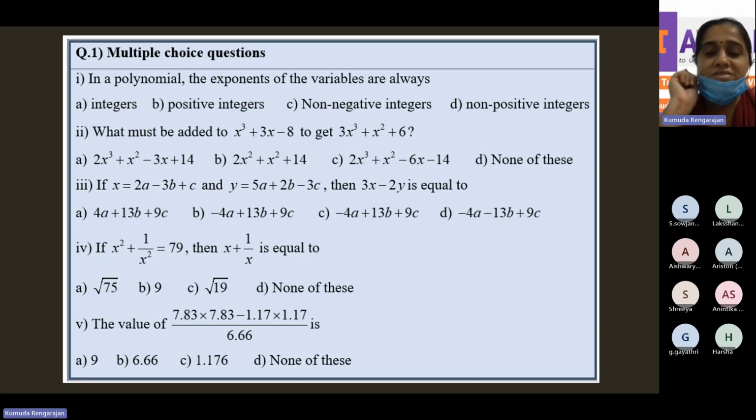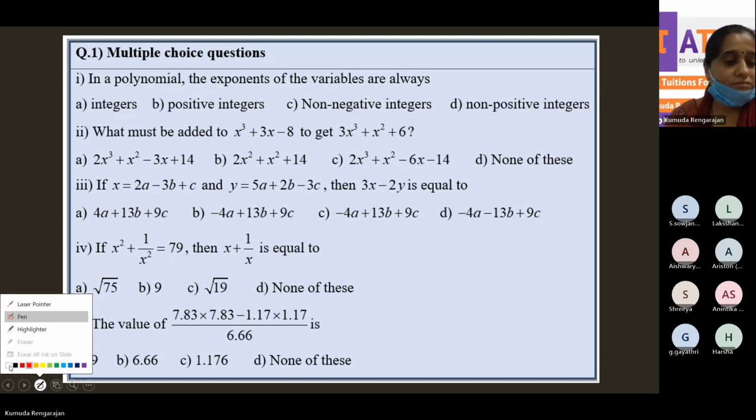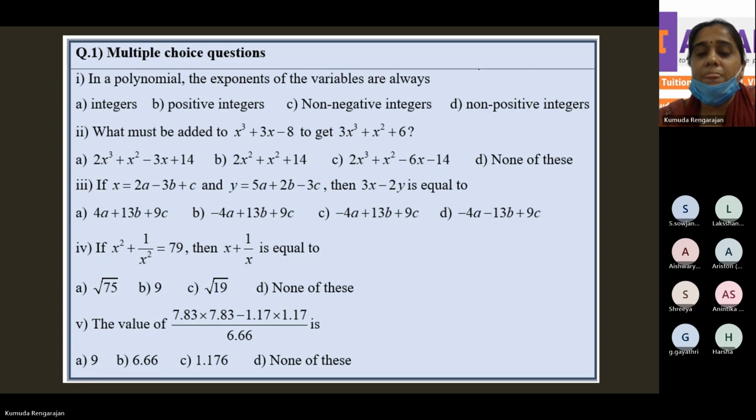What is a polynomial? It's an algebraic expression in which the variables involved have non-negative integral powers. Now, 2x^7 - 5/x is not a polynomial. It is an algebraic expression. It's not a polynomial because x is raised to the power 1 in the denominator.